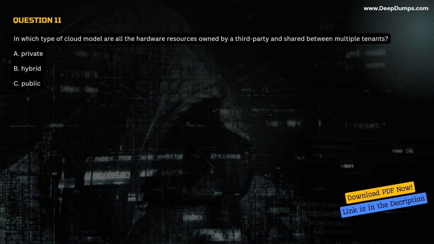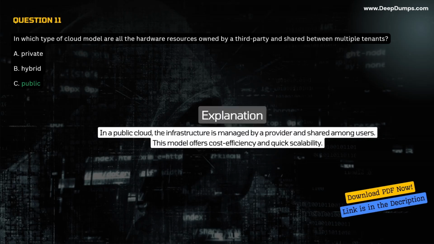Question 11. In which type of cloud model are all the hardware resources owned by a third party and shared between multiple tenants? A. Private. B. Hybrid. C. Public. Correct answer is C. Public. Explanation: in a public cloud, the infrastructure is managed by a provider and shared among users. This model offers cost efficiency and quick scalability.